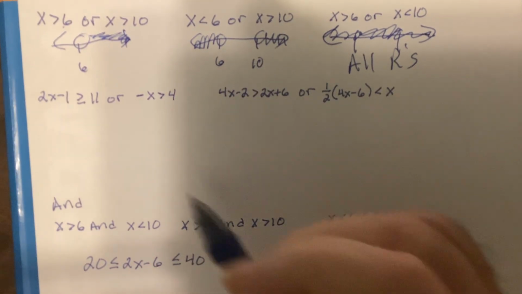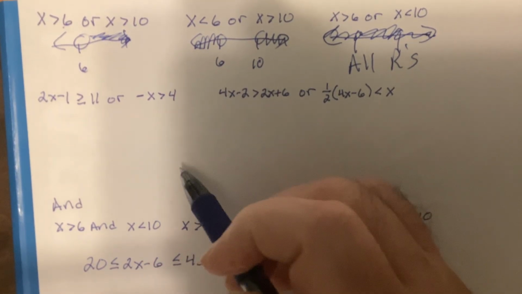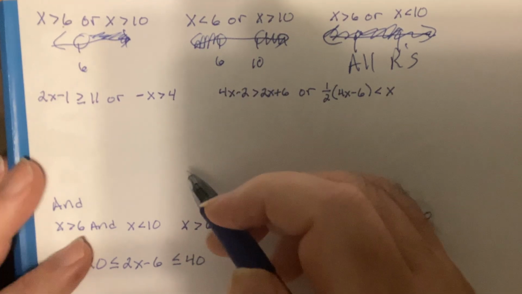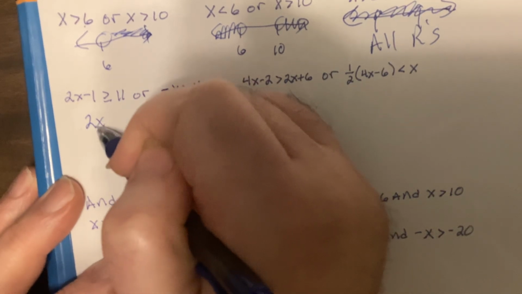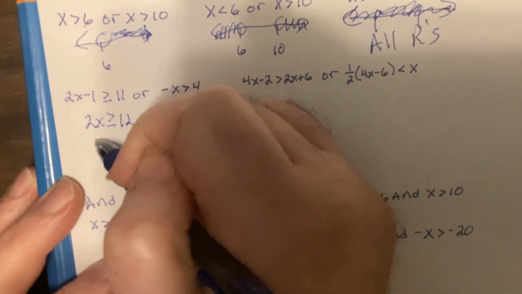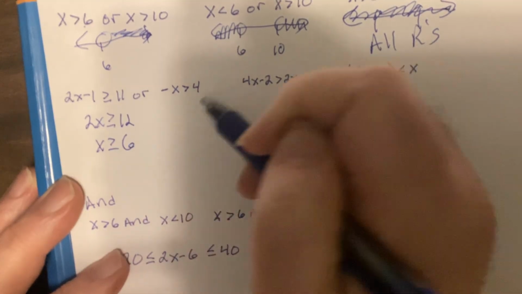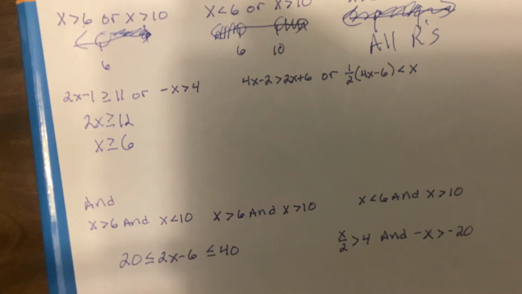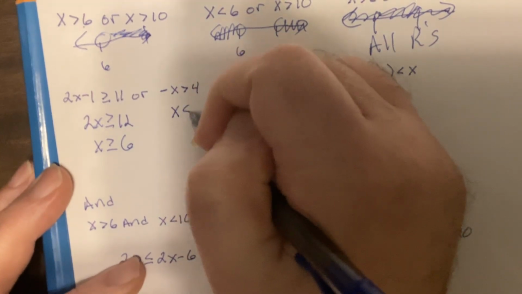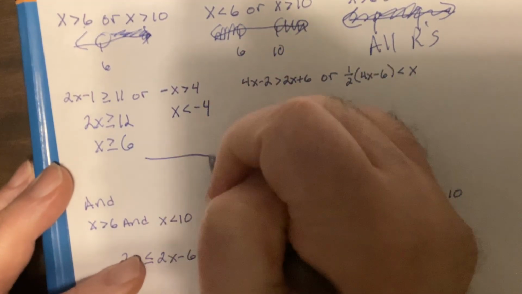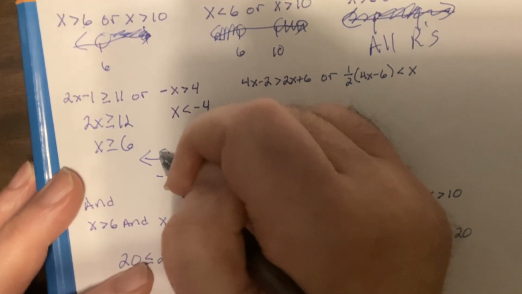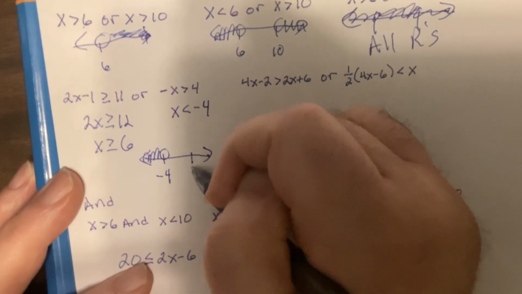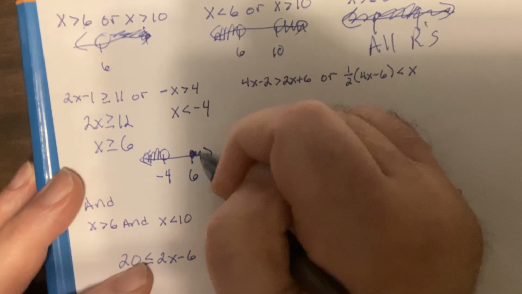So here I have 2 problems. See if you can do them and then turn me back on. So here I'm going to add 1, then divide by 2. Here I'm going to take the opposite of both sides, but if you remember, whenever you multiply or divide by negative, you have to switch the inequality. So you have all the numbers less than -4, or the numbers bigger than or equal to 6.